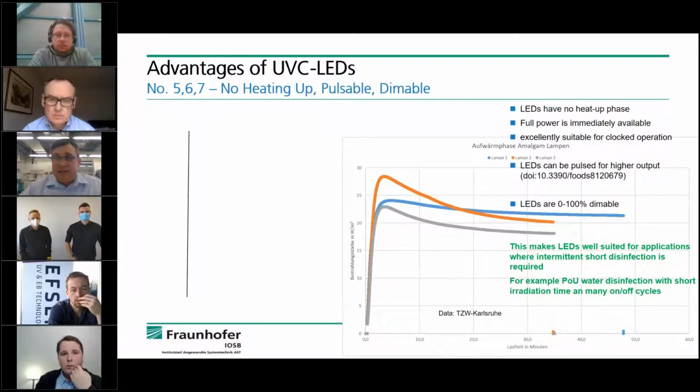Also, LEDs can be pulsed for a little bit higher output, and you will get less temperature. And of course, LEDs are completely dimmable from 0 to 100%. This gives you the possibility to use them in applications where you need a variable intensity, for instance, in respirator masks, where you can control the LED intensity across the breath cycle.